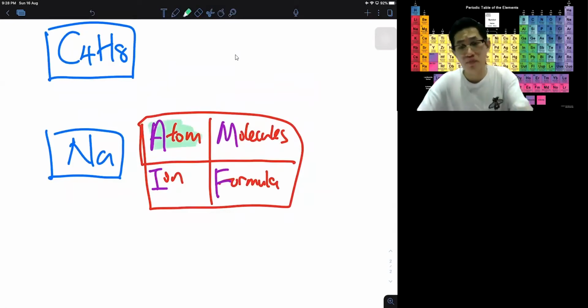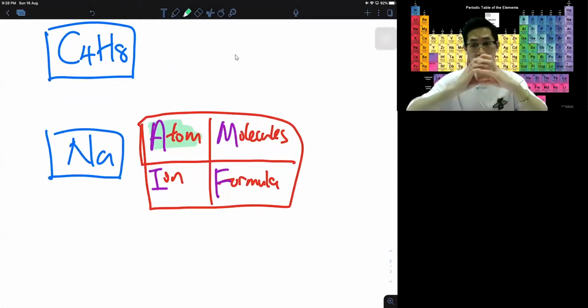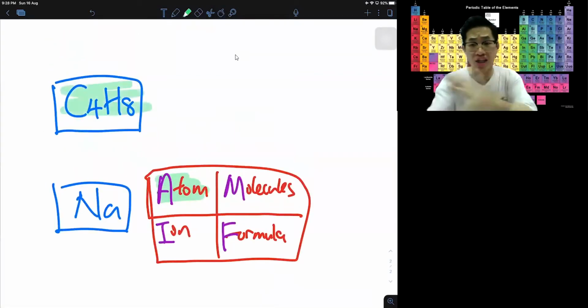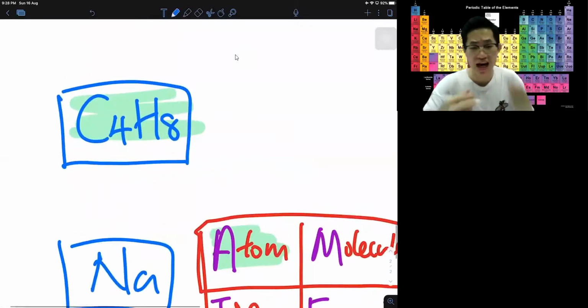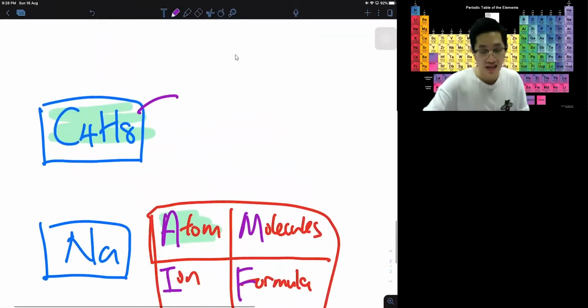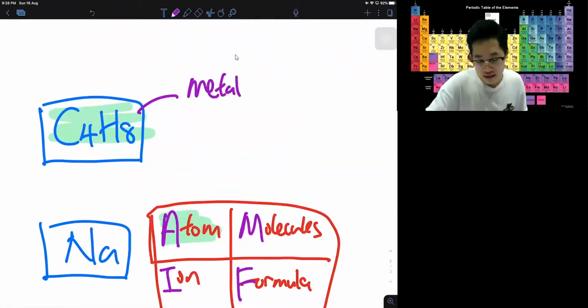Because what is the difference between atom and molecule? Atom is just one, like one ball. But C4H8 has 12 atoms, so they are molecules. If you want to ask why C4H8 is a molecule but not a formula, ask yourself: does it contain any metal?